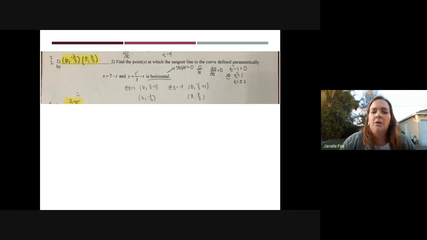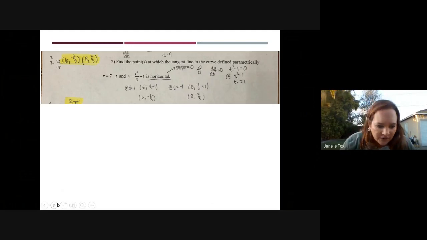Okay. Question 2 asks us to find the points at which the tangent line, which is defined parametrically, we've got our x guy and our y guy, is horizontal. So if you're thinking about a horizontal line, that means that the line has a slope of 0, and the way to get a fraction to turn into 0 would be if there's a 0 on the top. So we really only need to worry about the top part of our derivative, which is dy/dt, and set that equal to 0. So that's exactly what I did.